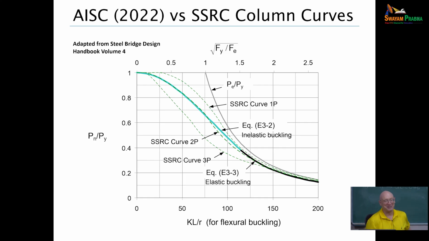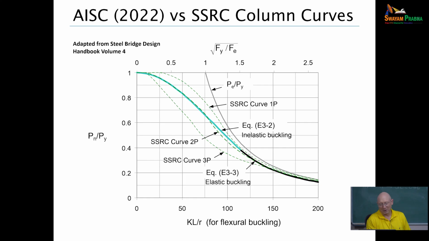Really? It looks like the same curve to me. But that was the argument. And so, no, we're not going to go to curve 2P. We're going to use this exponential formula. It's a better fit to what we've been using since 1960. It's a reasonable approximation of curve 2P, but it doesn't have this extra conservatism in it.